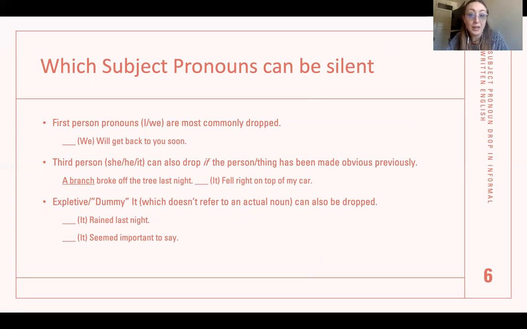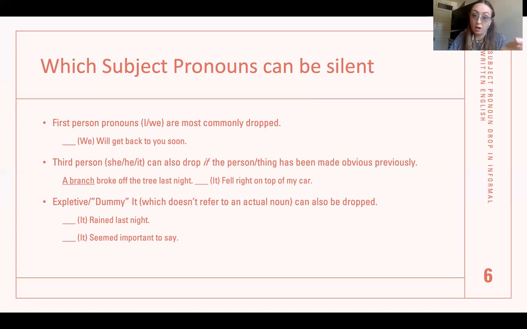The ones that are okay to drop are first person pronouns, I and we. These are the most commonly dropped. You can think of it like the default option is that the person who's saying the sentence is talking about themselves. We like to talk about ourselves, right? So that you can pretty much drop it anywhere. You don't need to establish that it's you that's the subject of that sentence. Whereas third person is different. Third person, we need to have heard the subject previously.